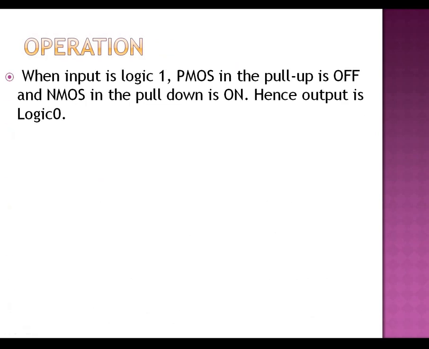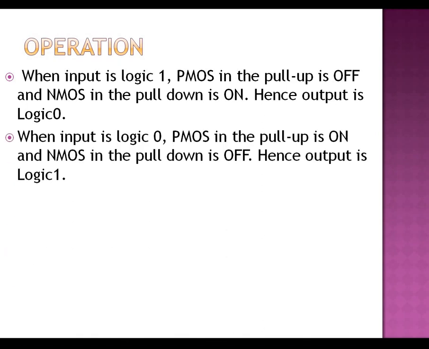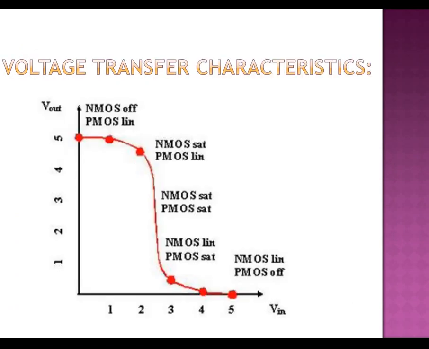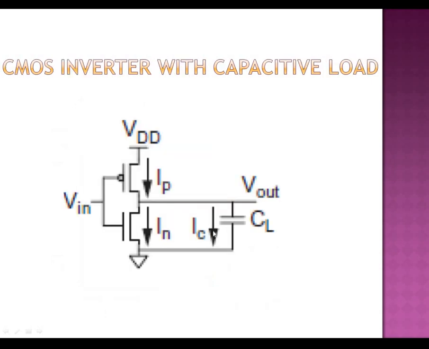When the input is 1, the PMOS in the pull up is off and NMOS is on, hence the output is logic 0. When the input is 0, the PMOS in the pull up is on, NMOS is off, hence the output is logic 1. So this is the ideal voltage transfer characteristics which we have seen in the theory lectures also, from which we can classify 5 regions: region 1, 2, 3, 4 and 5. In the different regions there is different operation, NMOS off, PMOS linear and so on.